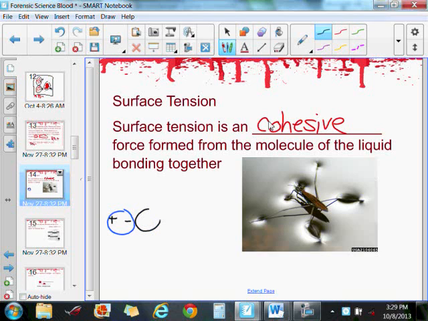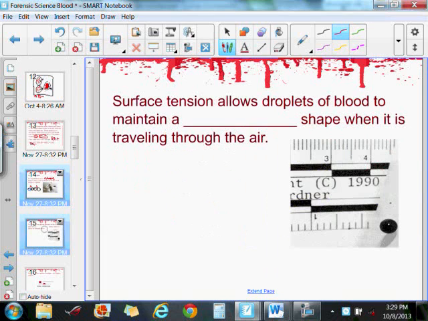So you have these water molecules, all sticking together because of these charges, and they hold on to each other pretty tightly. And so tightly they create some resistance when something is on its surface. Now, what does this mean for blood? Surface tension, so the molecules within the blood sticking to each other, allow blood droplets to be spherical when they fly through the air.